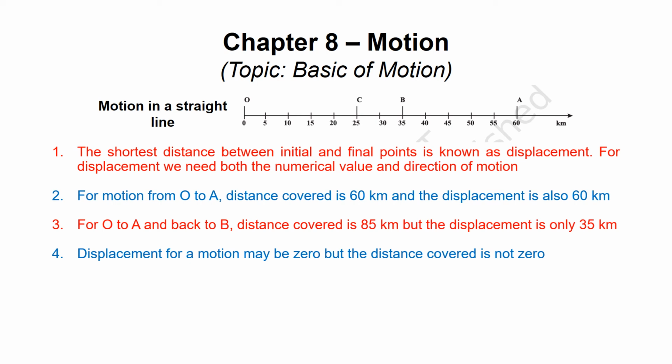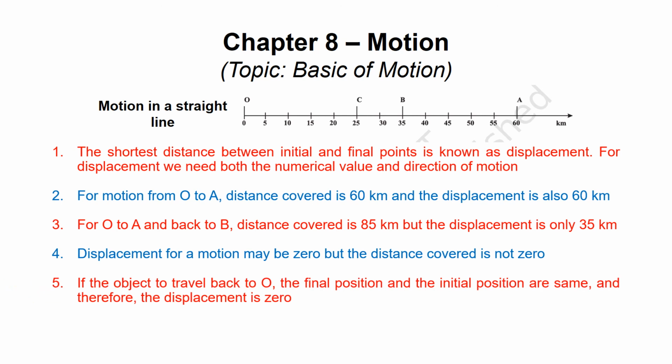Displacement for a motion may be 0, but the distance traveled or distance covered is not 0. So again if we start from O, go to A, then come back to O, the distance traveled is 60 plus 60, 120 km, but displacement is again 0 because we have not moved from O. If the object travels back to O, the final position and initial position are the same, and therefore displacement is 0, that we have already discussed.